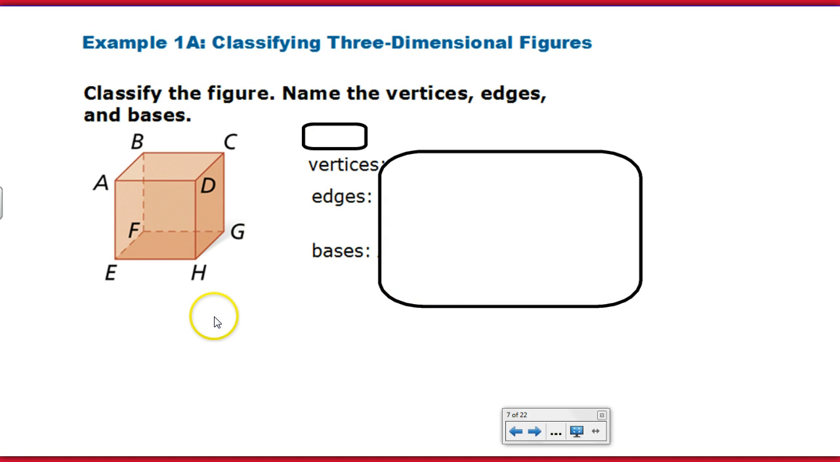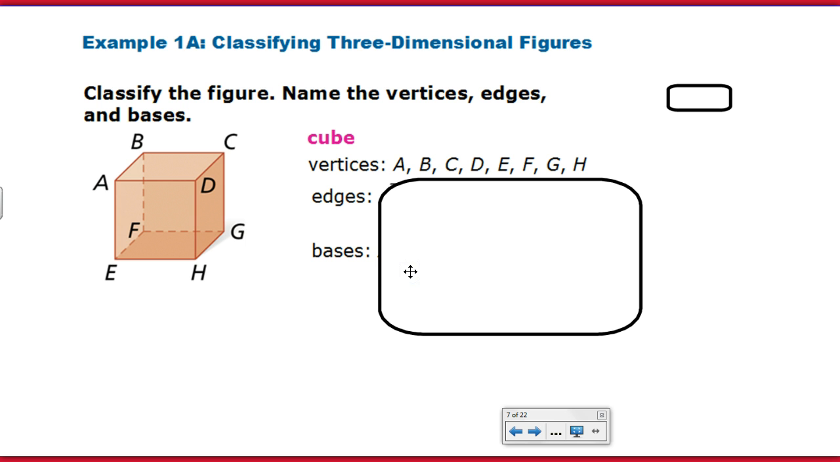So classify the figure, name the vertices, edges, and bases. So in this figure we have a cube, and the vertices are A, B, C, D, E, F, G, H. So each letter you see is representing a vertex.